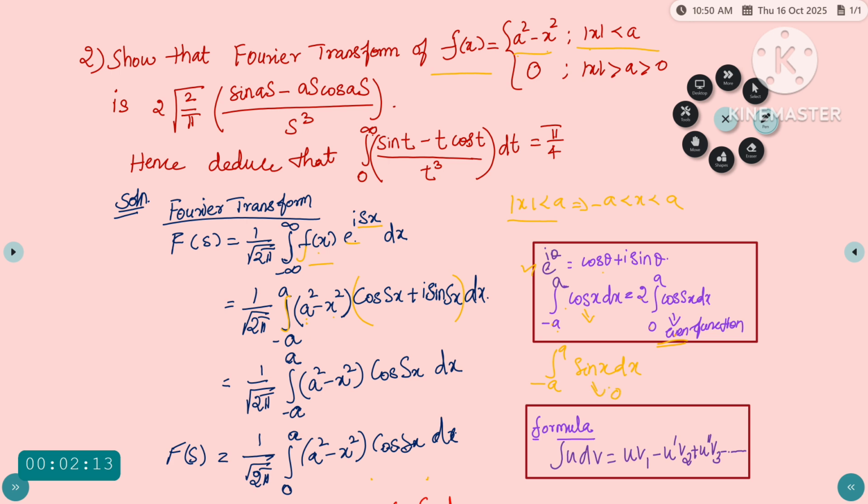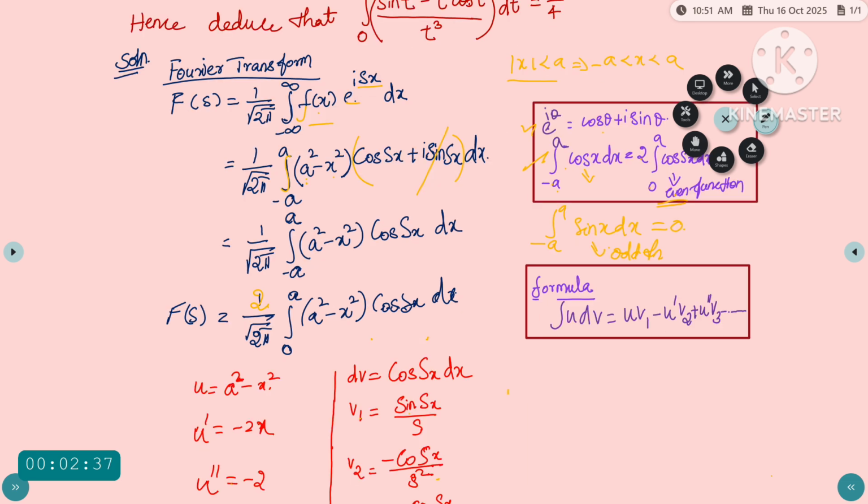What is sin sx? Sin sx is an odd function. If the function is odd, then the answer is 0 under the limit of minus to plus. So here under the limit of minus a to plus a, sin sx tends to 0. So what is the remaining answer? Minus a to plus a, a square minus x square cos sx dx. Using this condition, we can change the limit minus a to plus a as 2 into 0 to a, a square minus x square into cos sx dx.